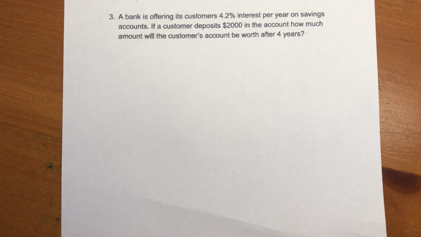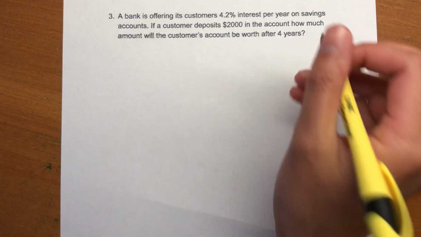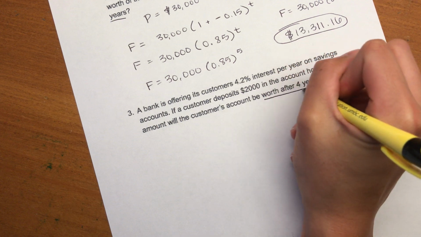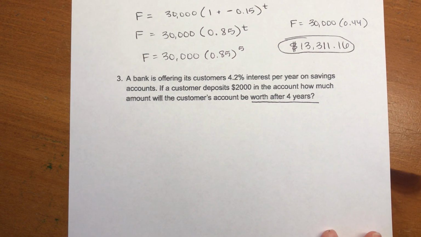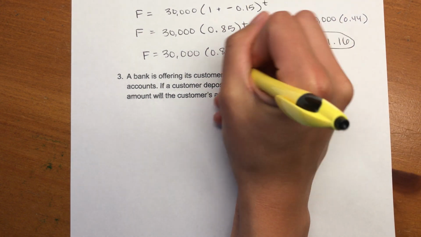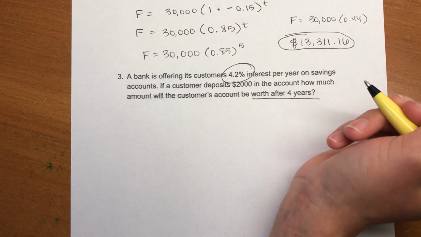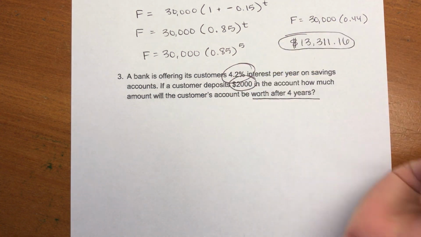A bank is offering its customers 4.2% interest per year on savings accounts. If a customer deposits $2,000 in the account, how much money will a customer's account be worth after 4 years, or what amount? Okay, so we want to figure out the worth after 4 years, and we know there's 4.2% interest per year, and the initial deposit is $2,000.